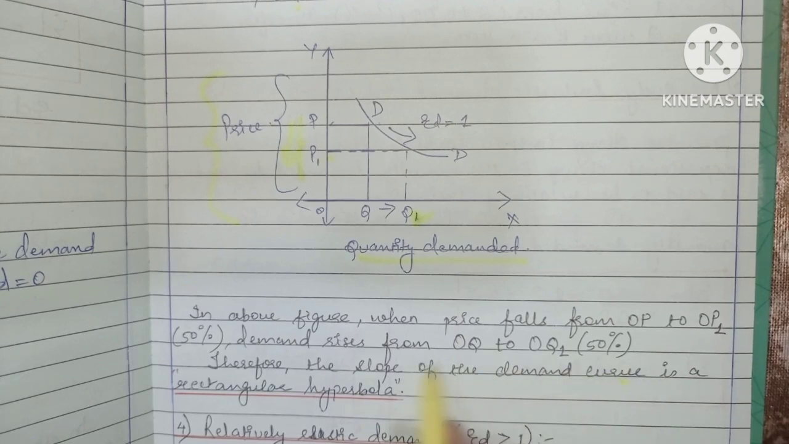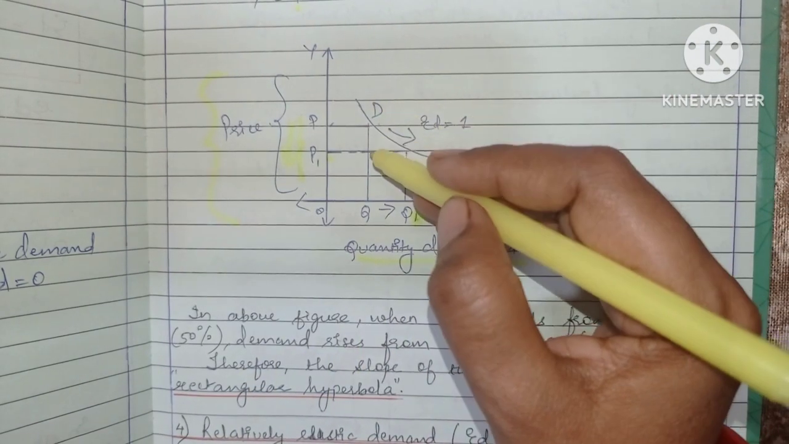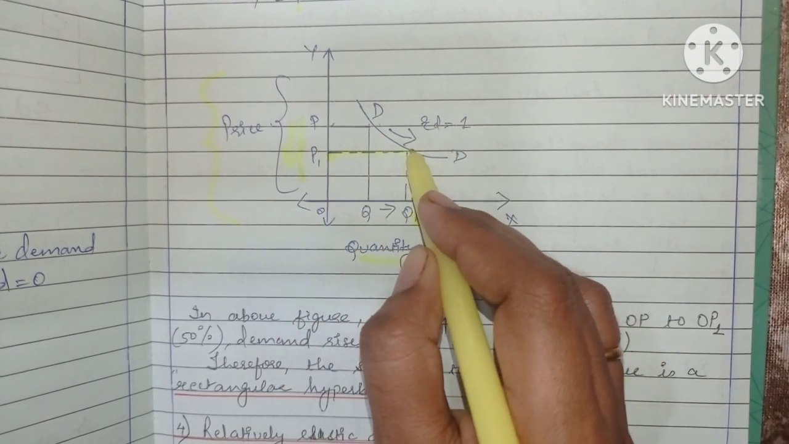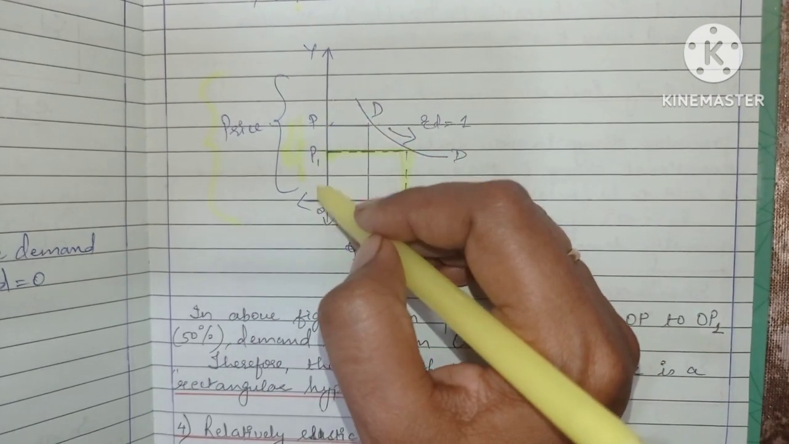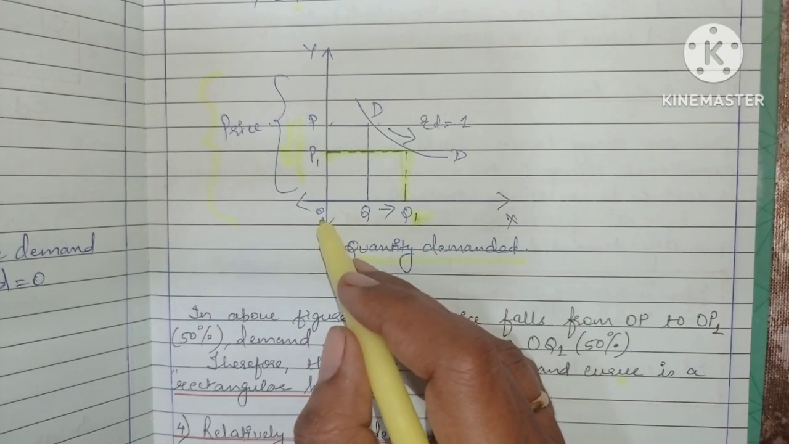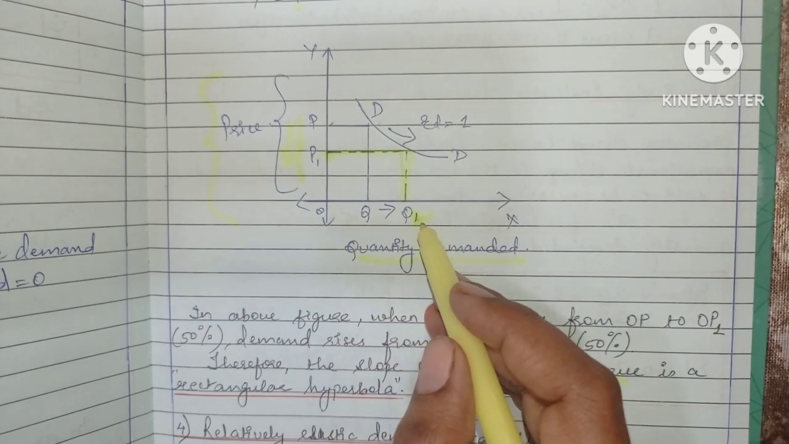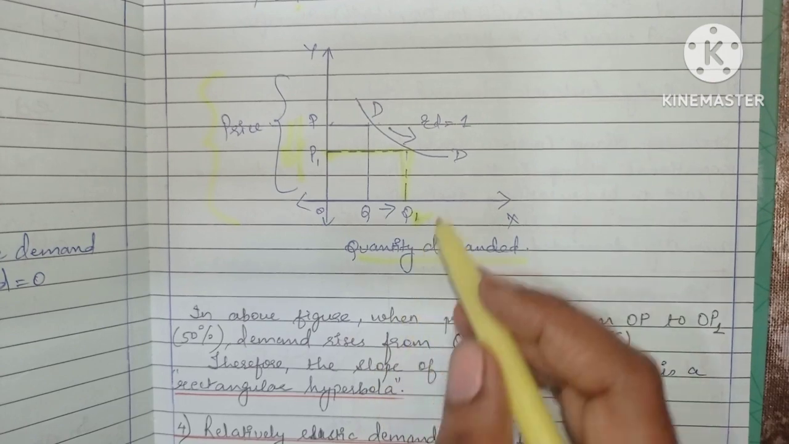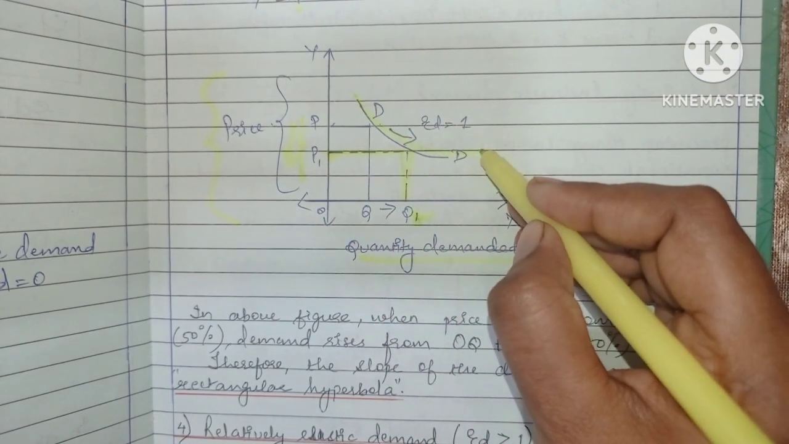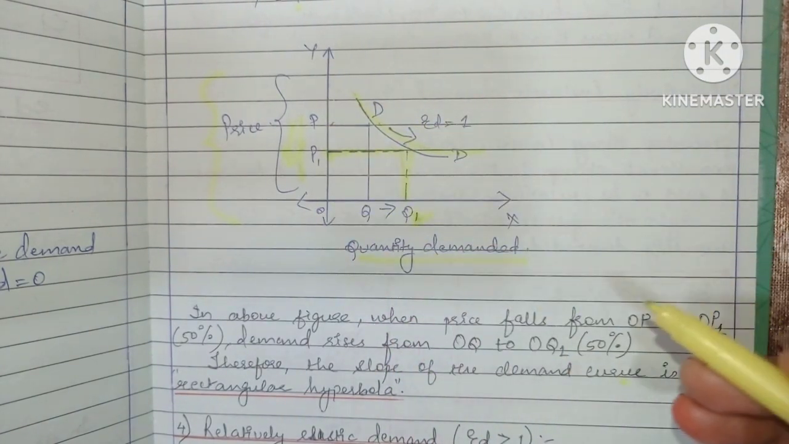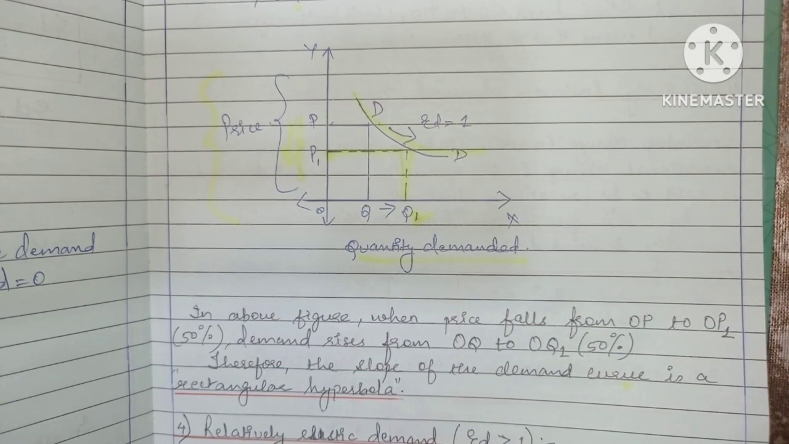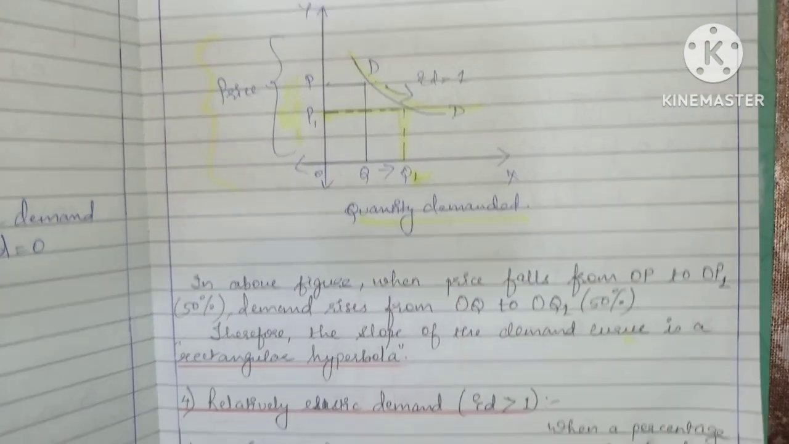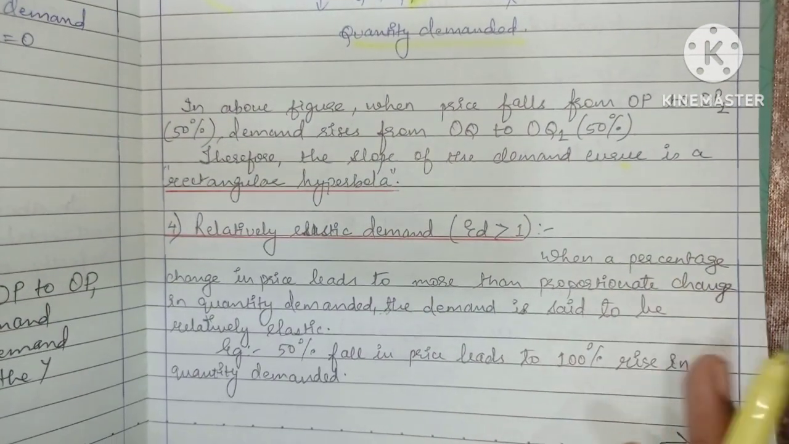Therefore, the slope of the demand curve is a rectangular hyperbola. If you see, it's a rectangular hyperbola. If the price falls from OP to OP1, the demand will increase from OQ to OQ2. That is why I have drawn the demand curve like this, with a slight slope, and this is the rectangular hyperbola.